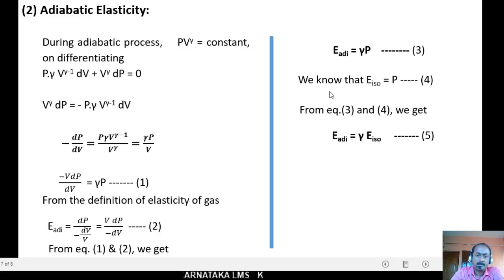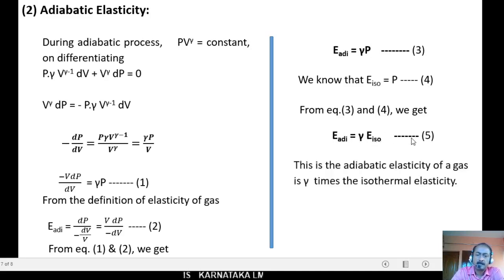We know that in the previous slide, isothermal elasticity E iso is equal to P. That is equation 4. Comparing these two equations, we get adiabatic elasticity is equal to gamma times isothermal elasticity. Let it be equation 5. This is the adiabatic elasticity of gas, that is equal to gamma times the isothermal elasticity.